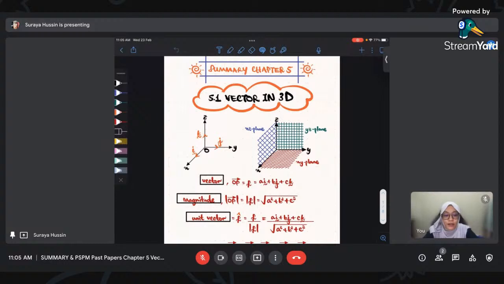Okay, so now welcome to the summary of chapter 5. So kita ada 4 subtopik. Pertama sekali adalah vector in 3 dimension. Okay, so vector in 3 dimension. So 5.1 is just an introduction of what is vector, what is magnitude, and what is unit vector. It's just an introduction of how do we write vector correctly.